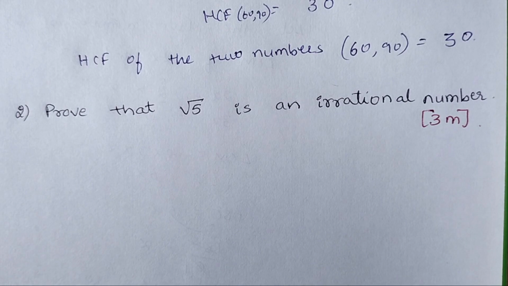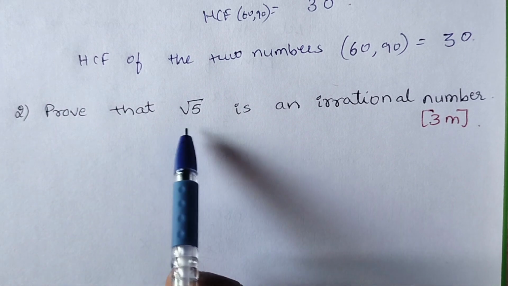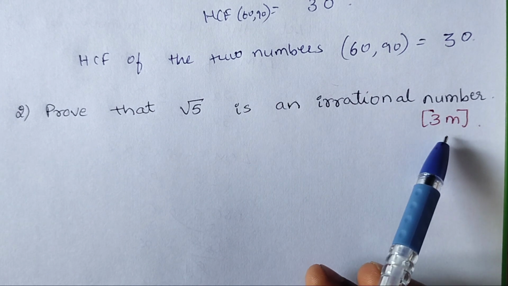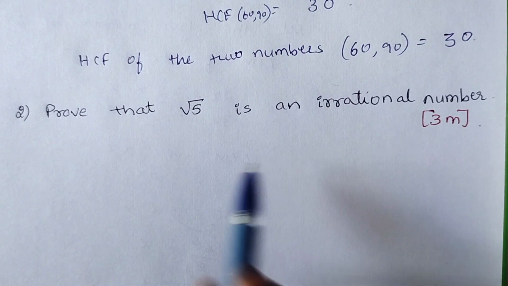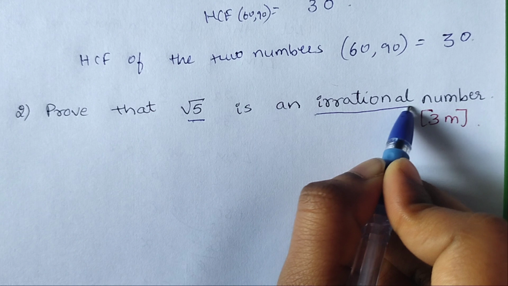Now one more question asked in the previous year paper is, prove that root 5 is an irrational number. This question was asked for 3 marks. So how do we prove that root 5 is an irrational number? Let us see how to do this. We have to prove that root 5 is an irrational number.